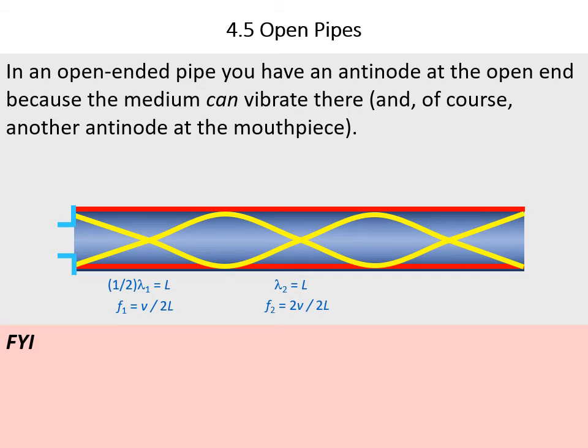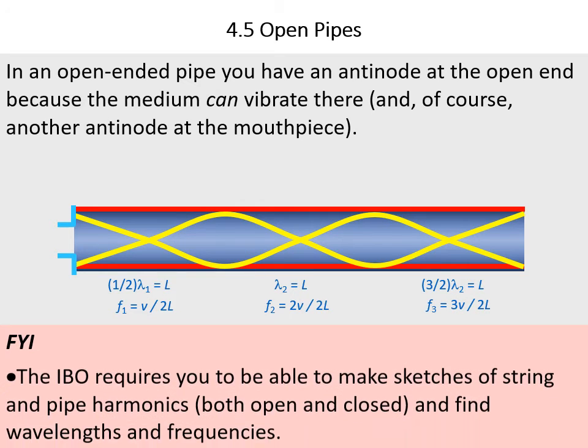And then we have the third harmonic frequency. 3/2 of a wavelength fits inside the pipe. So the third harmonic frequency is 3v over 2L. The IB requires you to be able to make sketches of string and pipe harmonics, both open and closed, and find wavelengths and frequencies based on the length of the pipe.